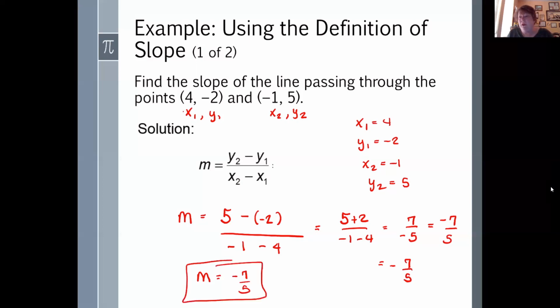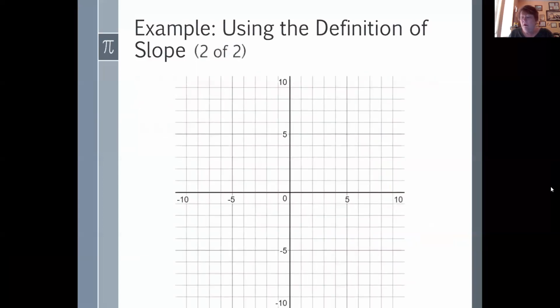All right, let's see what this looks like in the coordinate plane. Let's plot these points and look at the slope. Okay, so my two points are (4, -2) and (-1, 5). So let's plot those two points. So 4 in the positive x direction, -2 in the y. So there's (4, -2) right there. And then let's graph (-1, 5). So to the left 1 and up 5.